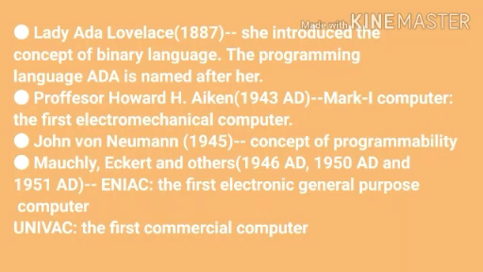In 1943 AD, Professor Howard H. Aiken, an American mathematician, introduced the Mark I computer, the first electromechanical computer. In 1945 AD, John von Neumann, an American mathematician, introduced the concept of programmability. In 1946, 1950 and 1951 AD, Mauchly, Eckert and others introduced ENIAC, the first electronic general purpose computer, and UNIVAC, the first commercial computer.